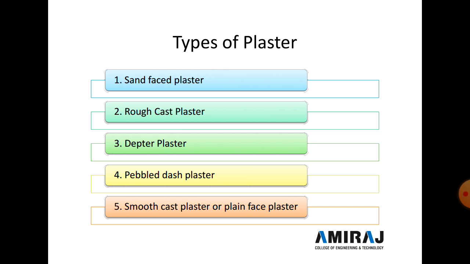Now the next topic is the types of plaster. So here there are 5 main types of plaster work. First is sand face plaster, second is rough cast plaster, third is dapper plaster, fourth is pebble dash plaster, and fifth is smooth cast plaster or plain face plaster. Generally in our houses we apply smooth cast plaster or plain face plaster. So one by one we discuss them.